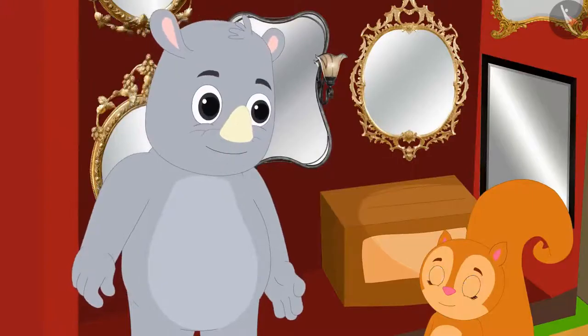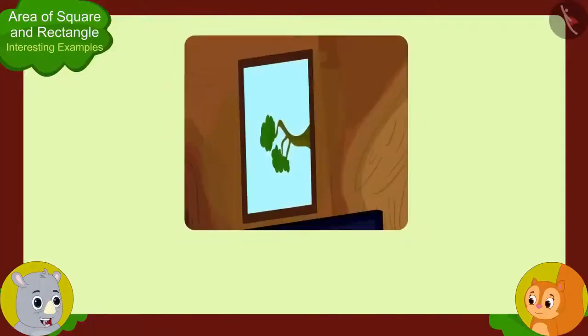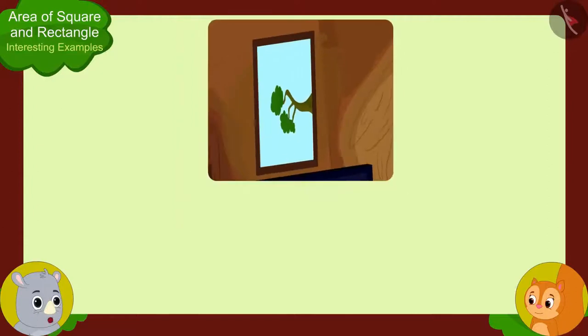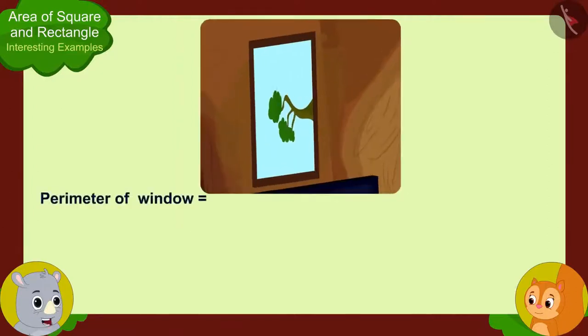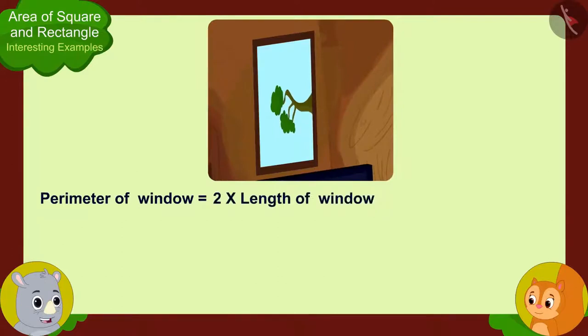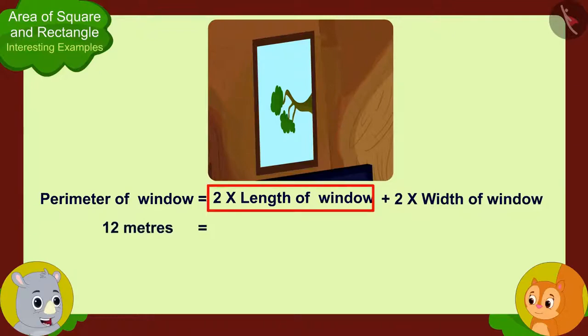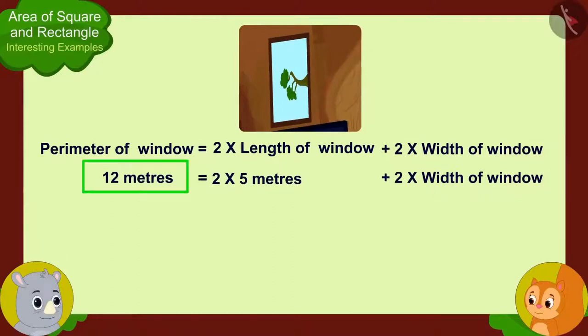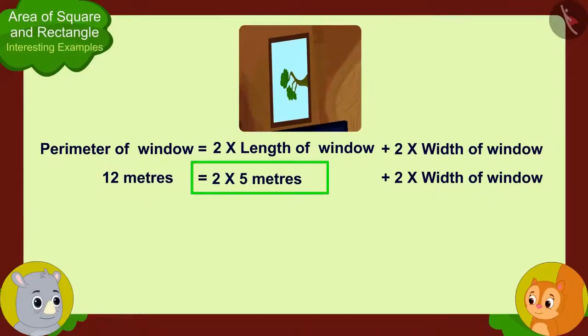I can help you. Look, Chanda, your window is rectangle shaped. That means we can write the perimeter of your window as 2 times the length of the window plus 2 times the width of the window. Can you now tell me what is the perimeter of your window? 12 meters. And what is the length of your window? 5 meters. Gaggu quickly wrote the perimeter and length of Chanda's window in this way.